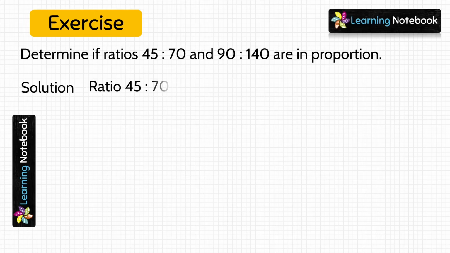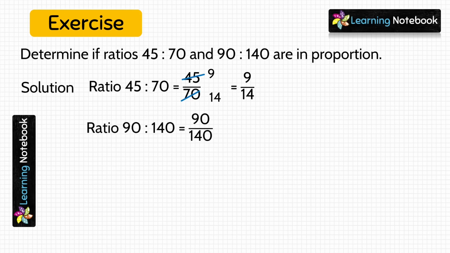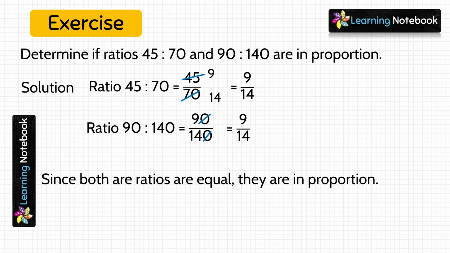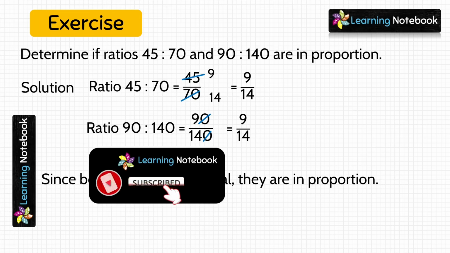First ratio is 45 is to 70, which equals 45 by 70. Let's simplify it and we get 9 by 14, which is in the simplest form. Now next ratio is 90 by 140. Simplify this and we get 9 by 14. So students, as we can see, both these ratios are equal. So it means they are in proportion.